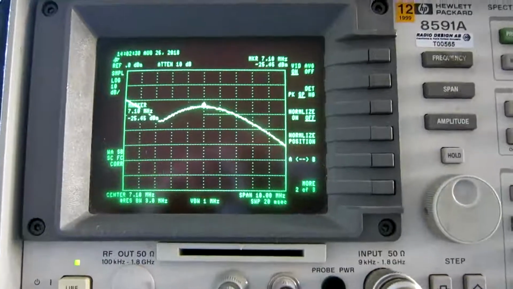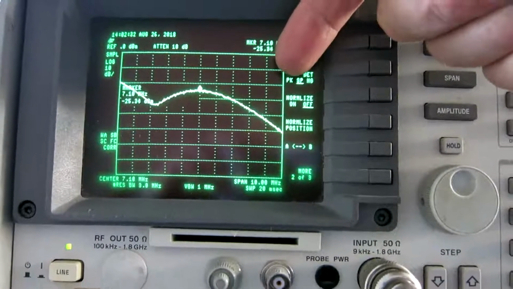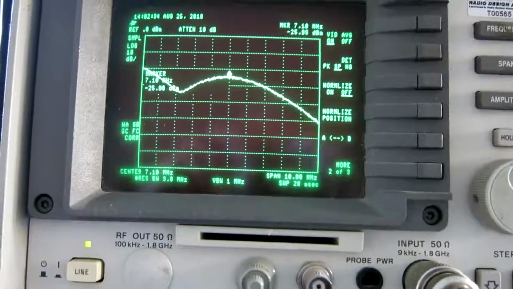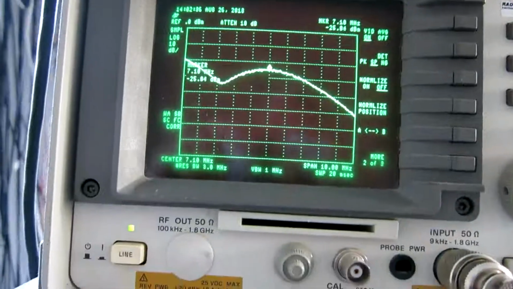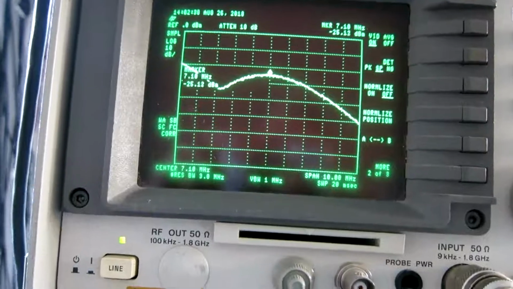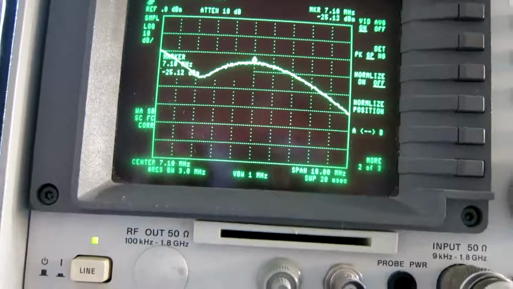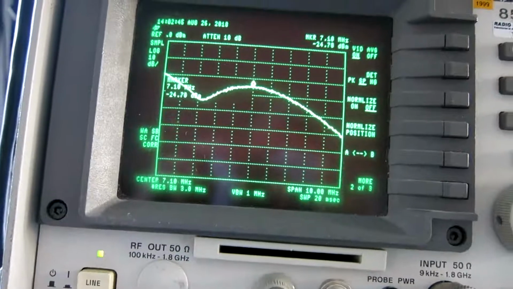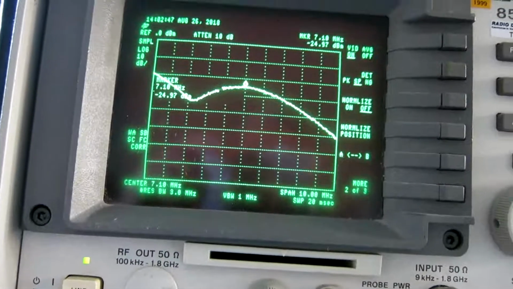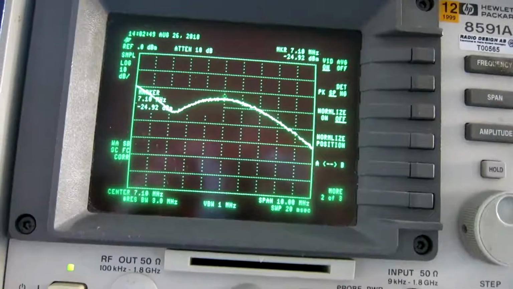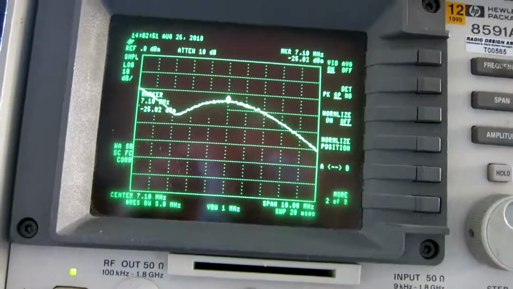So there is a detector option. I changed it from peak to SP. I don't know exactly what that is, but it looks more reasonable. I know the peak power is minus 18, so I expect minus 23 for the RMS. And probably there is not a true RMS detector in here, so it's approximate in some way.